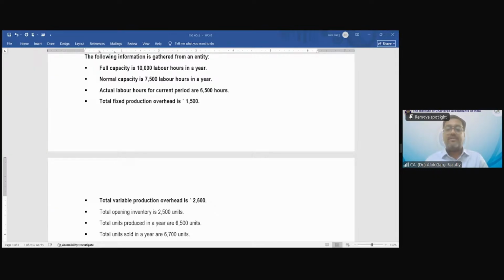Now coming to the closing inventory. What is the value of the closing inventory? 2,300. So what is the value of the closing inventory? 2,300 is the units. What is the amount?